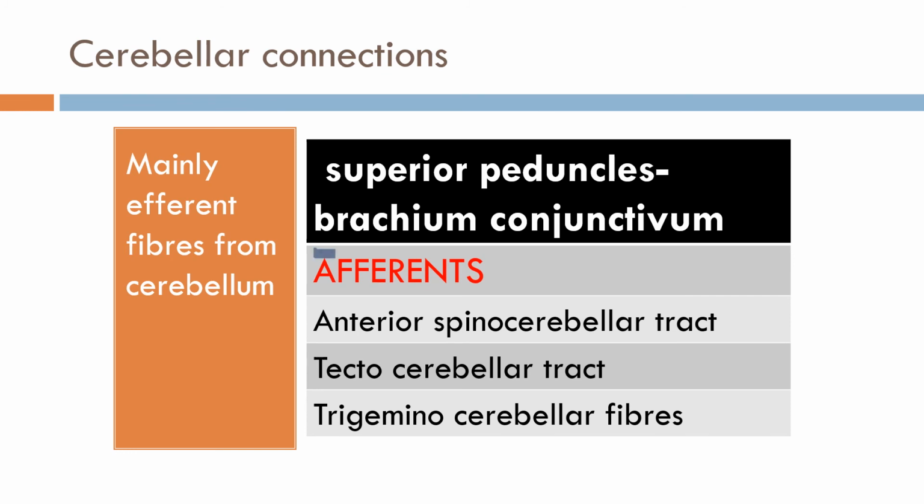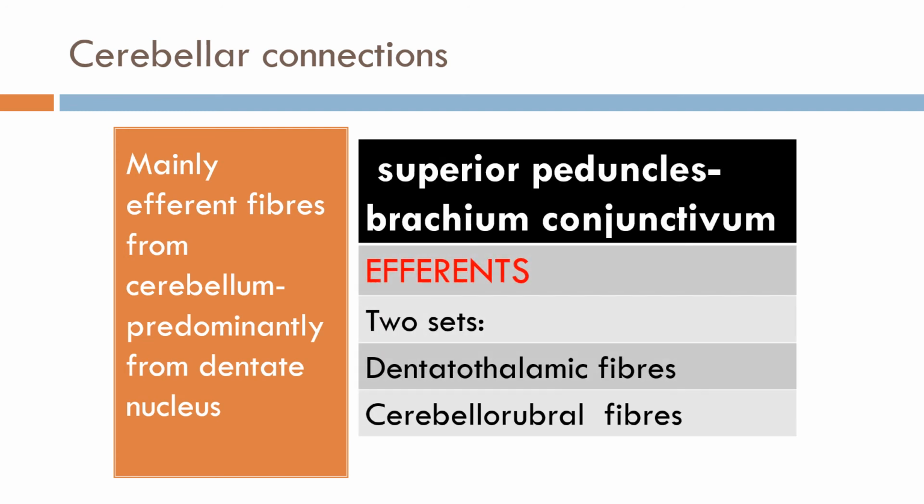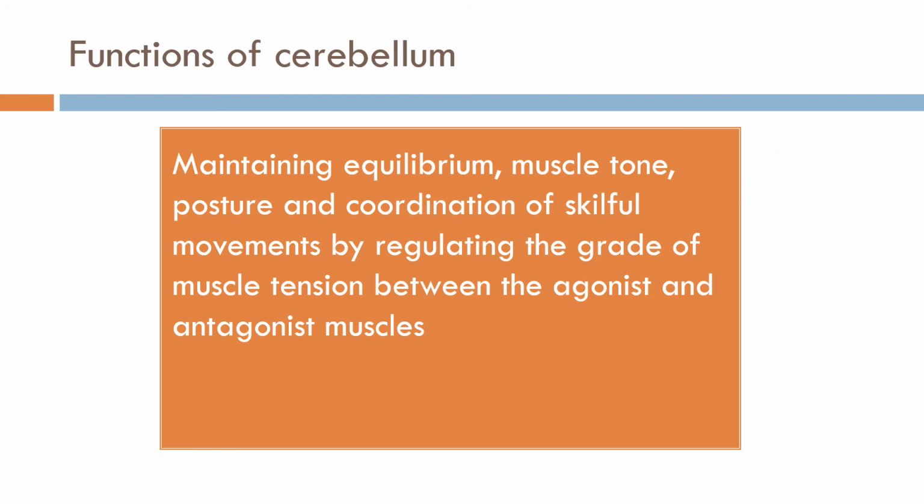Superior peduncle, also called the brachium conjunctivum. Here mainly efferent fibers from the cerebellum. Afferents are the anterior spinocerebellar tract, tectocerebellar tract, trigeminocerebellar fibers. Mainly efferent fibers from the cerebellum, predominantly from the dentate nucleus. Efferents are two sets: dentatothalamic fibers from the dentate nucleus, and to the red nucleus they are the cerebello-rubral fibers.